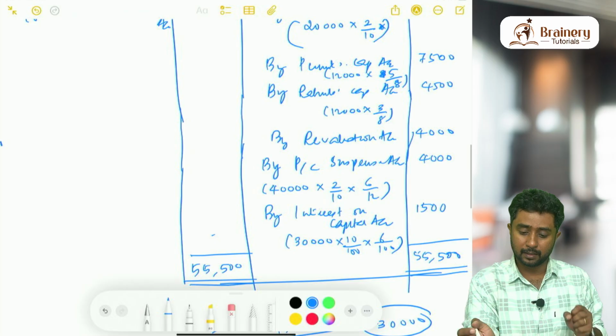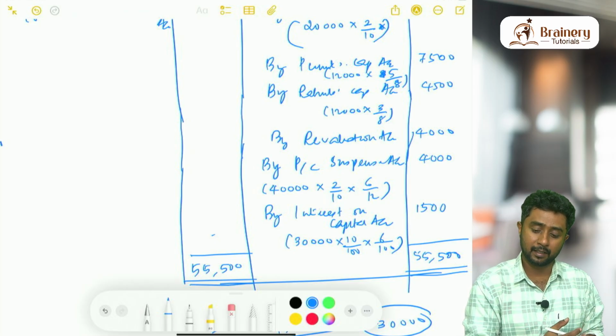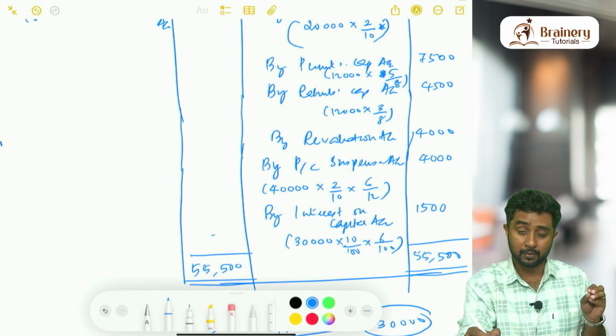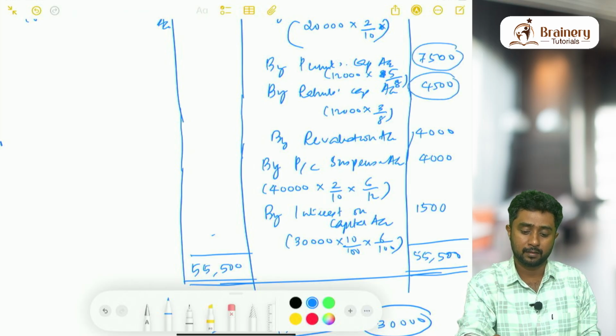Then 12,000 should be shared or given by the gaining partners in their gaining ratio. The gaining partners were 5 and 3. Gaining ratio was 5 and 3. So 5:3. In that ratio we have split. So Puneet's capital account debit, Rahul's capital account debit to CMA's capital account. That is the entry, and we have recorded 7,500, 4,500 here, and it is transferred to partners capital account.